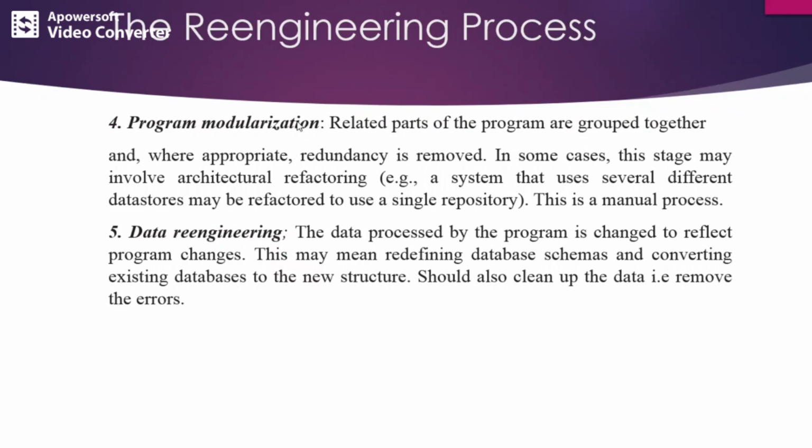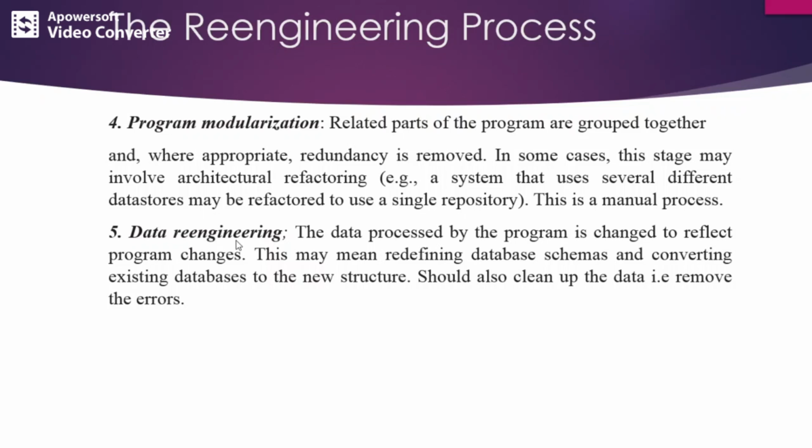Next, program modularization. Related parts of the program are grouped together. So you are grouping the related parts in the program, and if there is redundancy or duplication, you can avoid it. You can remove such duplicated data. In some cases, this stage may involve architectural refactoring. What do you mean by architectural refactoring? For example, a system that uses several different data stores may be refactored to use a single repository. Okay? So this is a manual process.